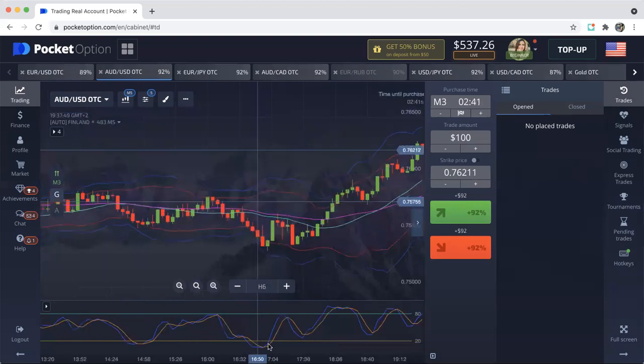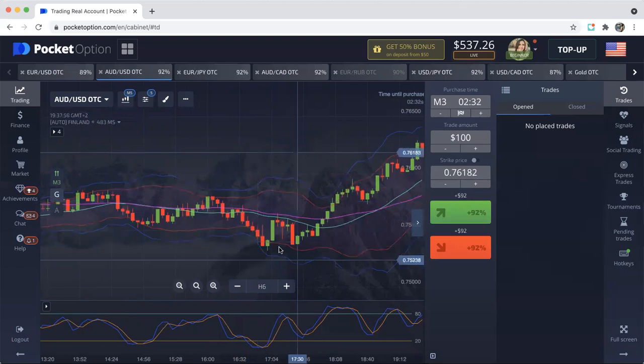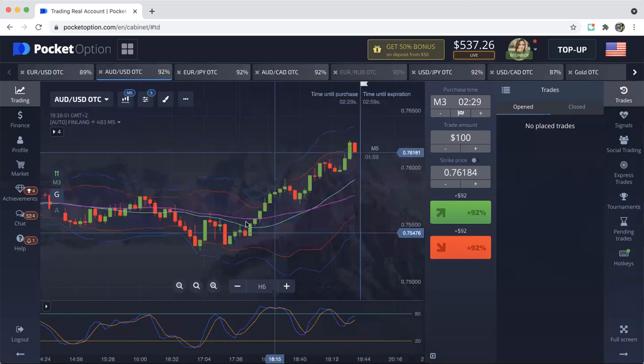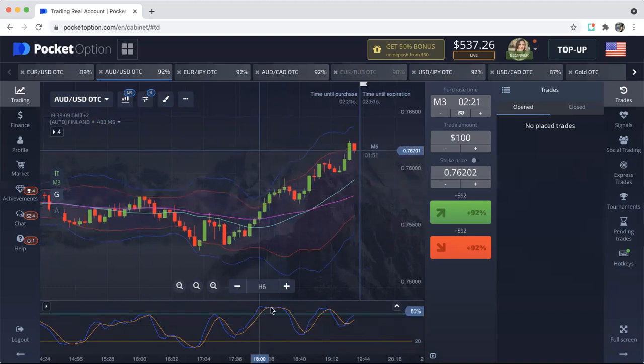So, and then as you can see, this one came along and was like, okay, we're going to go down here. Stochastic's going to cross. We're going to come right back up for 10 minutes. I need a 3 to 5 minute trade. Perfect. Got in, got out. Boom, done. Now, sometimes you'll see it will ride the edge of the Bollinger Band. And that's when you watch it and see what it does.